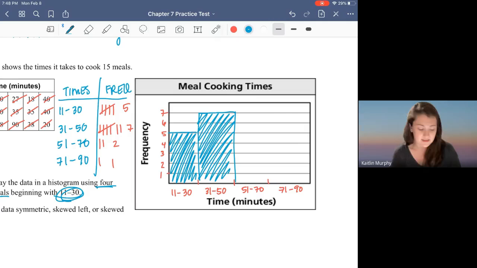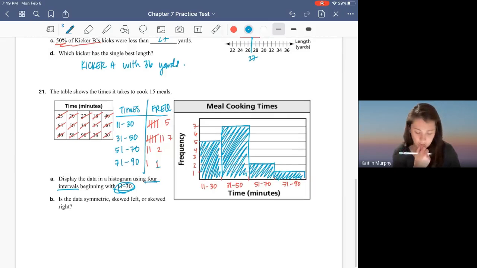And then for 51 to 70, there were 2 meals that took 51 to 70 minutes. So 2 meals right there. And then only 1 meal that took 71 to 90 minutes. That's a 1 there. And I'm glad because that's way too long to cook dinner. Perfect. Okay. So we got that histogram made. That actually looks really good. I'm very proud of myself.